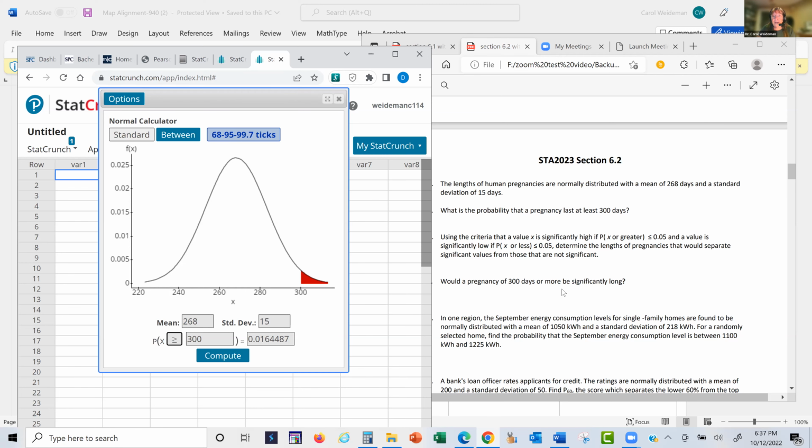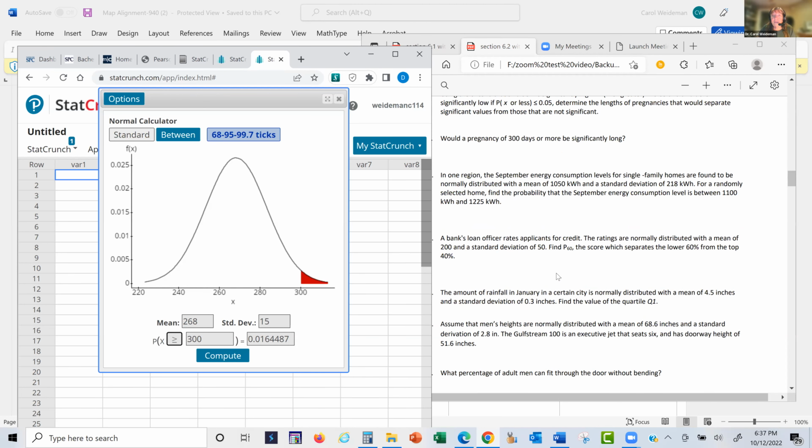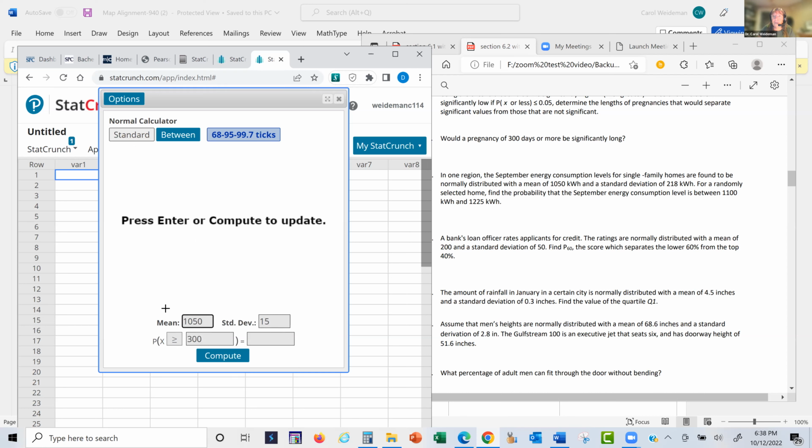Okay, let's do another one. We got a couple more here for you. So it says in one region, the September energy consumption levels for a single family home are found to be normally distributed with a mean of 1,050. So I'm going to put that in 1,050 kilowatt hours and a standard deviation of 218 kilowatt hours. For a randomly selected home, find the probability the energy consumption in September is between 1,100 and 1,225.